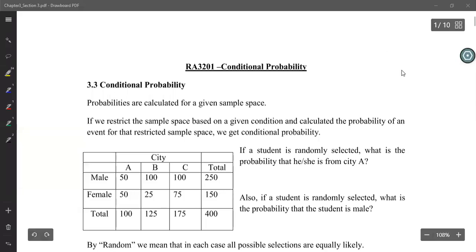Okay, so this is the third section of chapter 3, conditional probability. Usually, when we calculate probabilities, if you can remember what we learned in last lesson, you find the number of outcomes or number of elements in a certain event. You divide it by the total number of elements in the sample space. So what is the sample space?